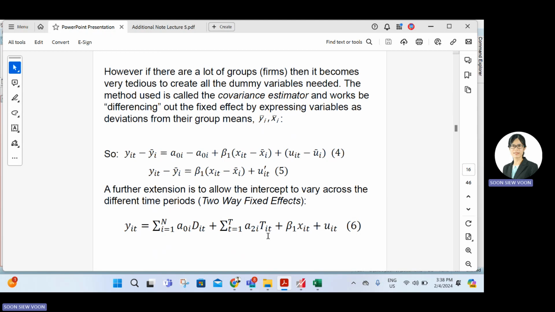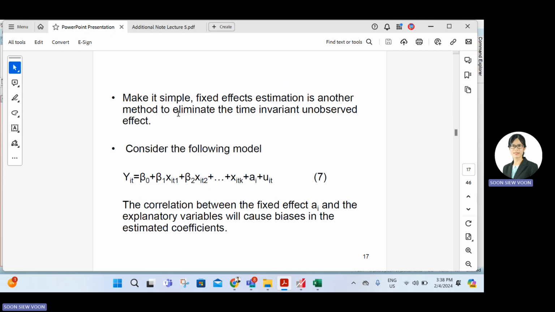And with the additional time trend here to allow the intercept to vary across the different time periods, we have an additional variable in equation number 6. To make it simple, fixed effect is actually another method to eliminate the time invariant unobserved effect. So how does it work?